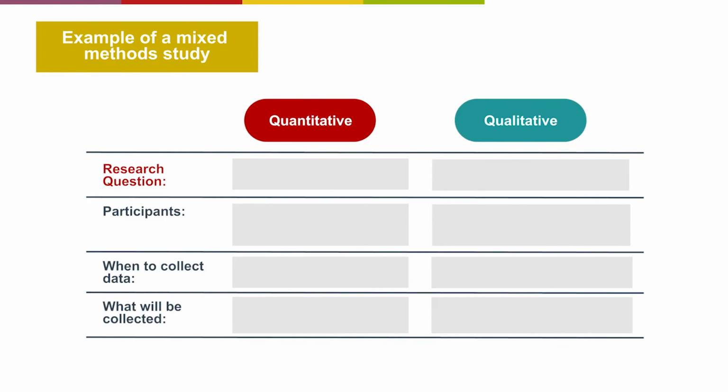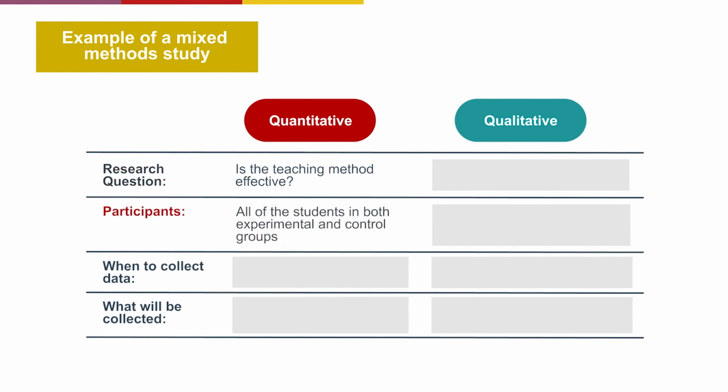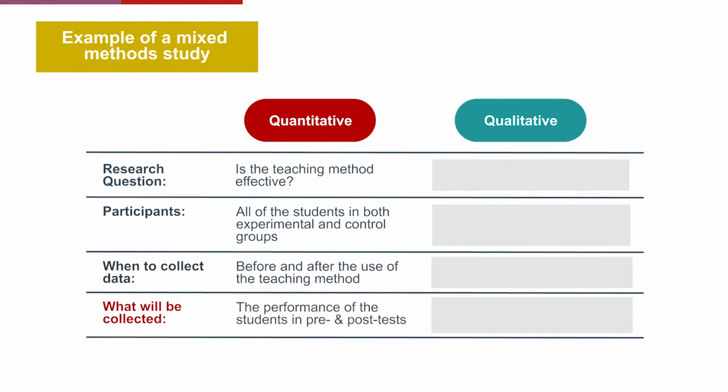We are now ready to put both quantitative and qualitative methods together in one study. This study investigates a new teaching method. The quantitative part includes the research question: is the teaching method effective? Participants are the students in both the experimental and the control group. There are a large number of students involved in this part because it is a quantitative study. When do we collect the data? Before and after the use of the teaching method. What data will be collected? The performance of the students in the pre and the post test.